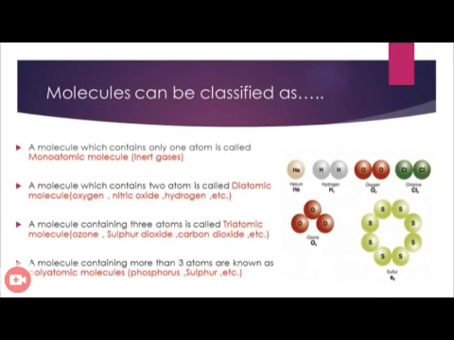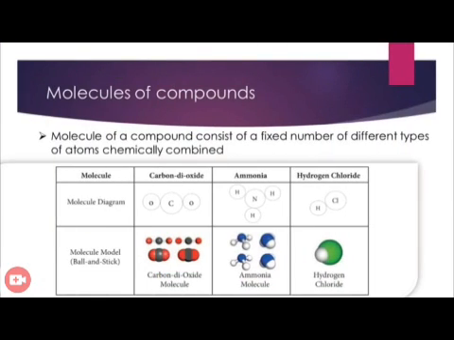So the molecules can be classified as monoatomic, examples inert gases; diatomic, examples oxygen, nitric oxide, hydrogen; triatomic molecules, ozone, sulfur dioxide, carbon dioxide; polyatomic molecules, phosphorus, sulfur.